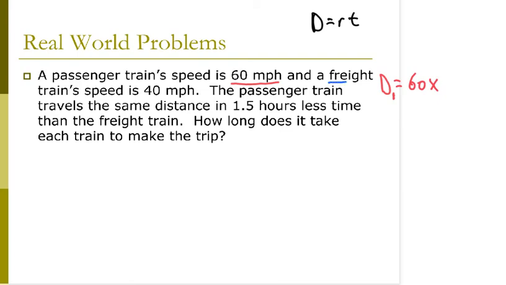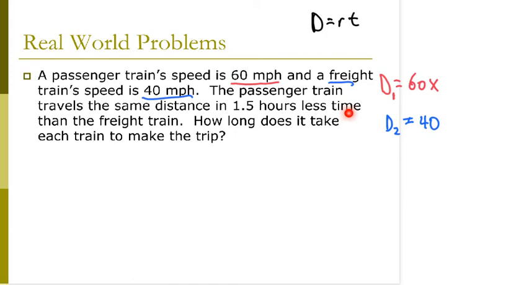So for train 2, it's going to be 40 times how long it's going to take. But we want to factor in this other information. It's going to travel the same distance in 1.5 hours less time. So that's the passenger train.